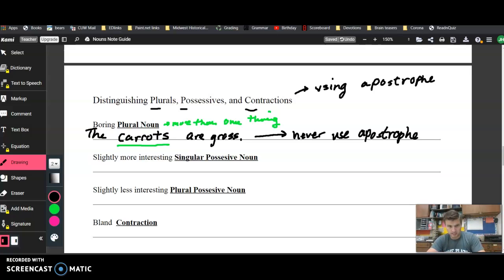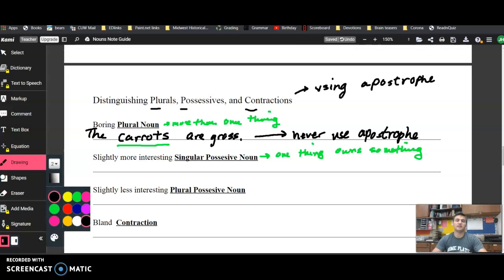Slightly more interesting, singular possessive noun. All right, what we're talking about with a singular possessive noun, we are looking at singular means one, possessive means it owns something. So a singular possessive noun means that one thing owns something. Right? One thing owns something. That's what we're looking at with a singular possessive noun.